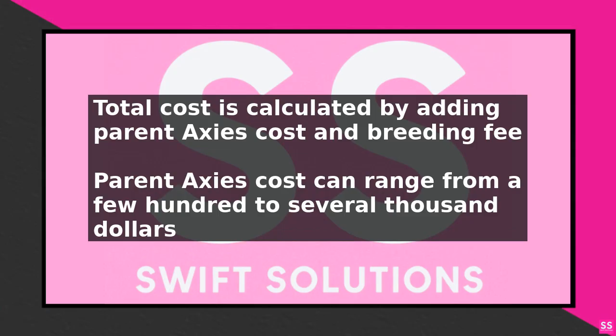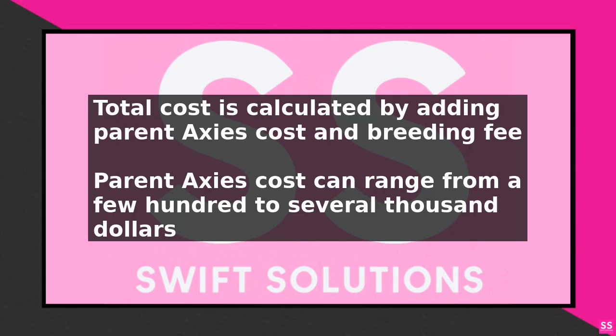For instance, if the parent Axies cost $1,000 each, the total cost would be $2,000 plus the breeding fee of 0.0075 ETH, which is approximately $30.